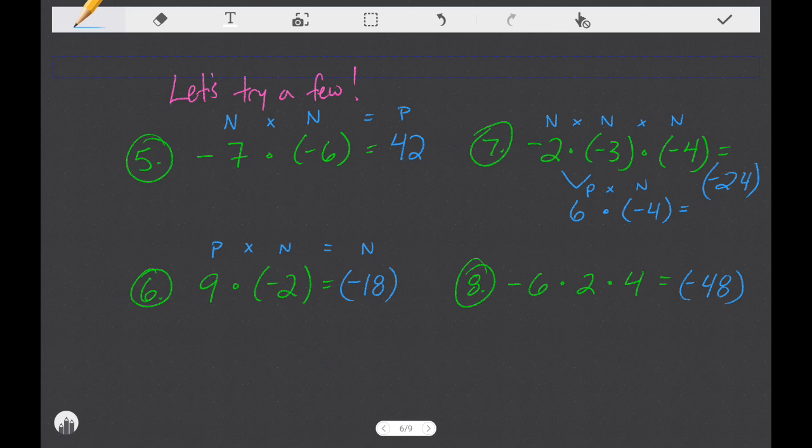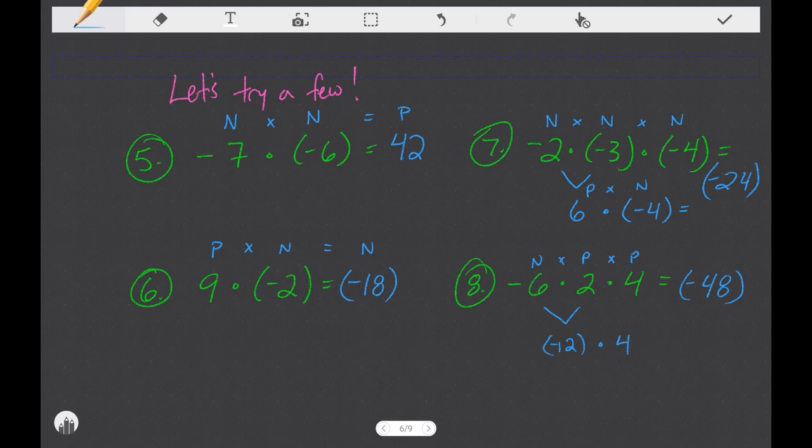Okay, now let's go ahead and talk about number 8. We have a negative times a positive times a positive. We just want to do the first two. We're just going to go left to right because it's all multiplication. We have negative times positive, so that means my answer is going to be negative. So 6 times 2 is 12. So what I get right here is a negative 12.